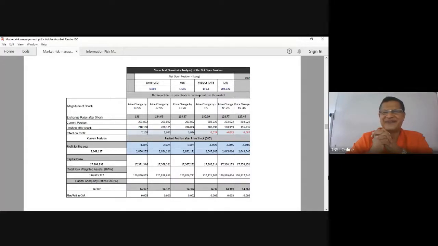Already 50 bucks or more than 50 bucks have gone up in value. And I can remember when I went to the Middle East for a job, which is in dirhams, and at that time the dollar rate was some 37 rupees. When you get a dollar, you get 37 rupees. Now it is 183, you get a dollar.